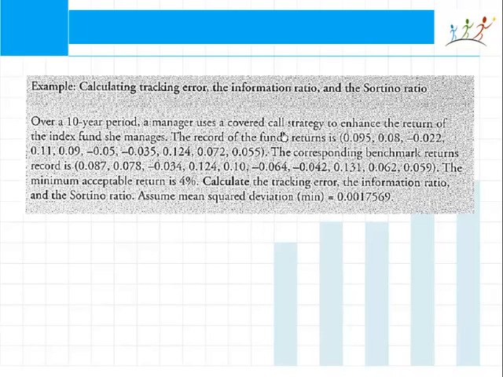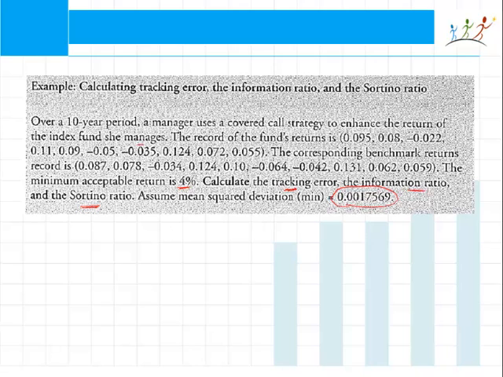Over a 10-year period, a manager uses a covered call strategy to enhance the return of the index fund she manages. The record of the fund's returns is 0.095, 0.08, minus 0.022, and so on. The corresponding benchmark returns record is as shown. The minimum acceptable return is 4%. Calculate the tracking error, the information ratio, and the Sortino ratio. Assume the mean squared deviation is 0.001759, or 0.1759%.